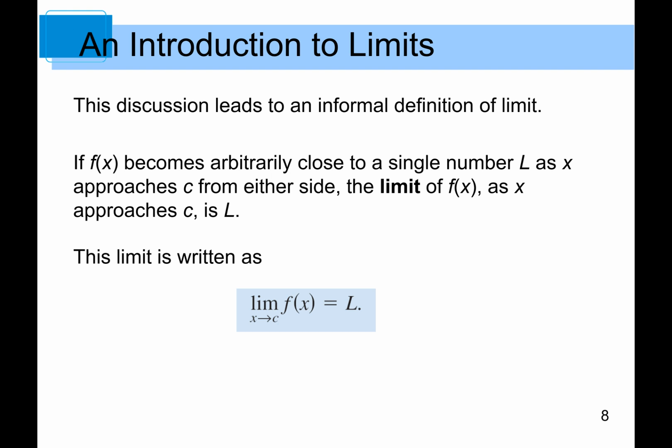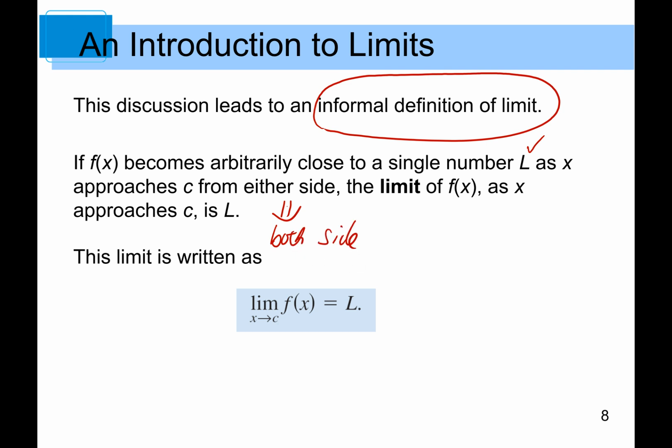Now let's talk about the informal definition of the limit. If f of x becomes arbitrarily close to a single number L as x approaches c from either side, meaning from both the left-hand side and the right-hand side, then the limit of f of x as x approaches c is L. This limit is written as the limit as x approaches c of f of x equals L. L is a constant. So this is the informal definition of a limit, and we're going to see this a lot.